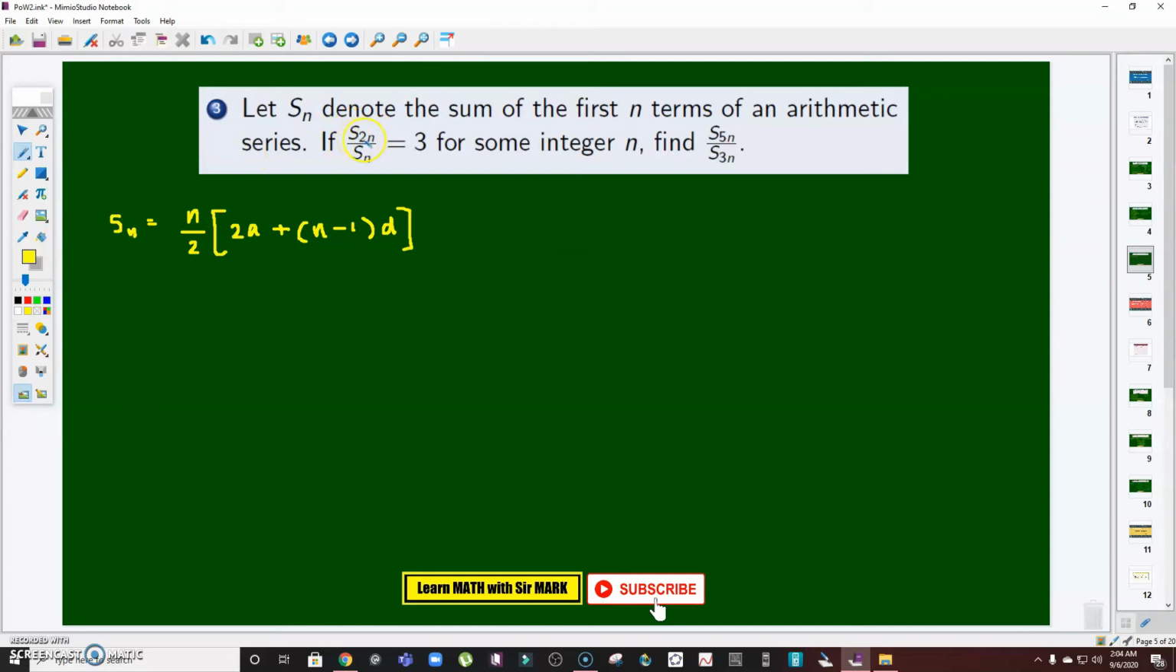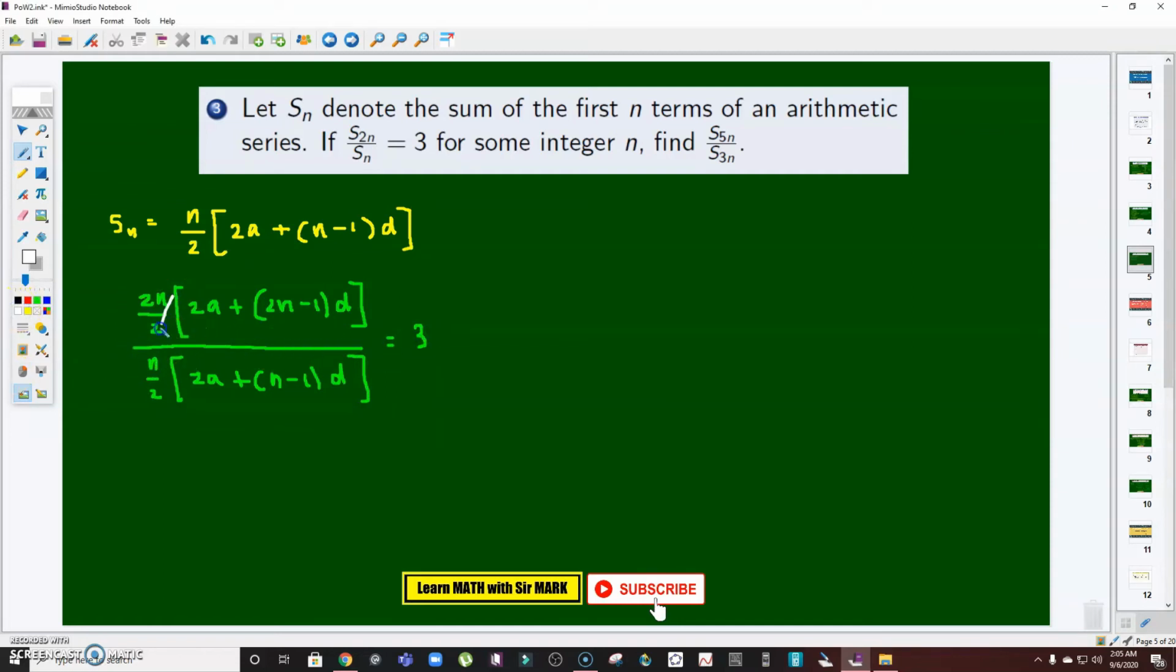Now, since this is S sub 2n, I'm going to write 2n over 2 instead of n, times the same thing, 2a plus 2n minus 1 times the common difference. This is just my numerator, all over S sub n, so n over 2 times 2a plus n minus 1 times d, and that's equal to 3.